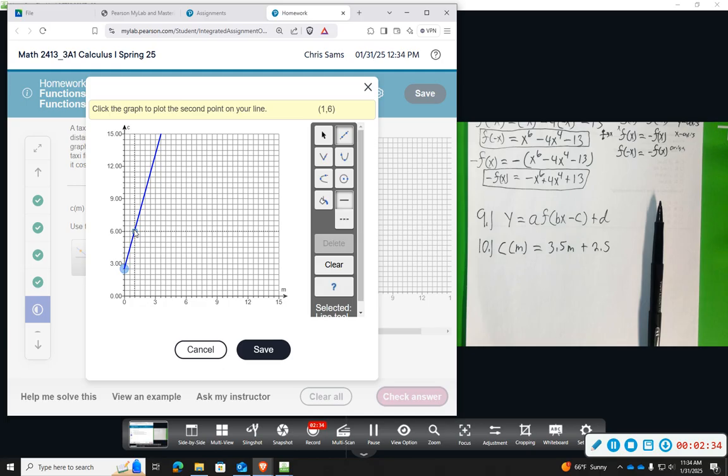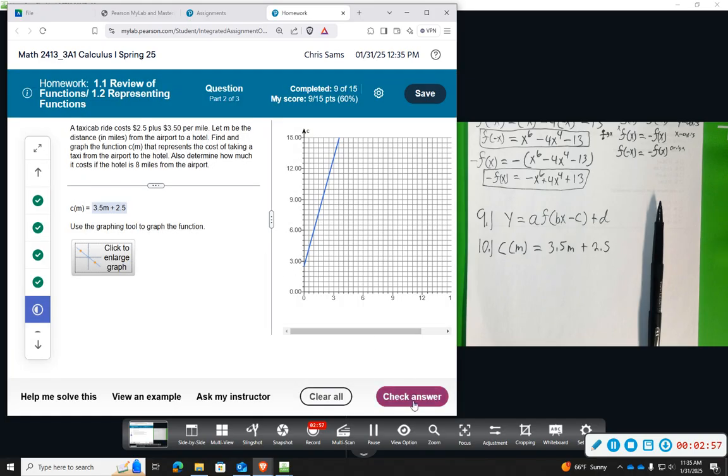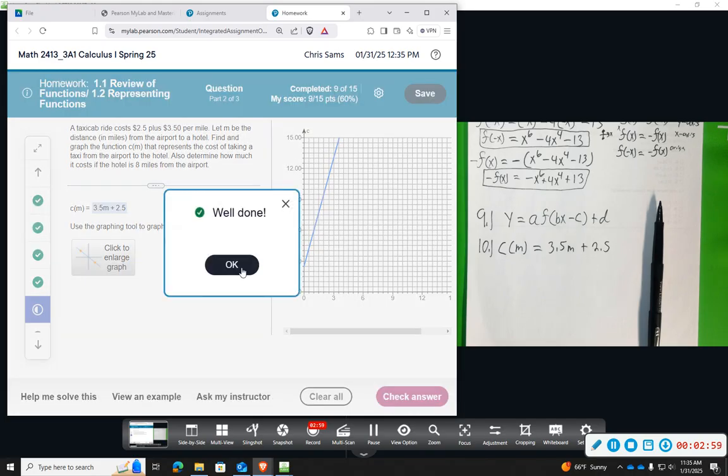Now you can notice in the upper right-hand corner, if you do the calculation, you can see what the ordered pair will be. That should land us at 3.50 plus the 2.50, which lands us on 6. And you can see it's (1, 6). So at 1 mile, it will cost us $6. And so once you make 2 points, it'll connect the line for you. We just save it and have the calculator or the computer check it.